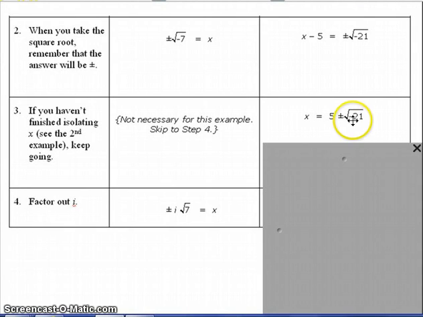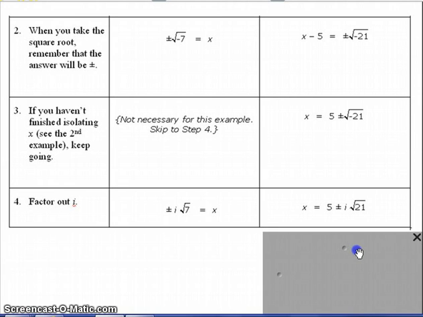Now the last thing is, don't leave it as the square root of a negative. Write i instead. And you should write it like that. 5 plus or minus i root 21 is the answer, and that's as far as I can go in terms of solving, or in this case factoring, or in this case solving for x. Sorry. So next slide.